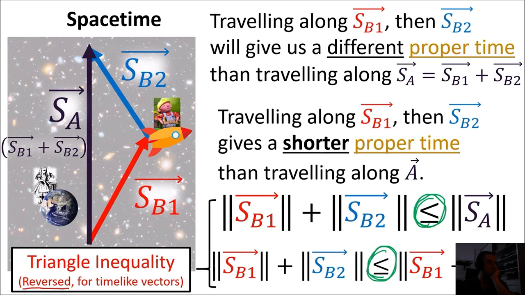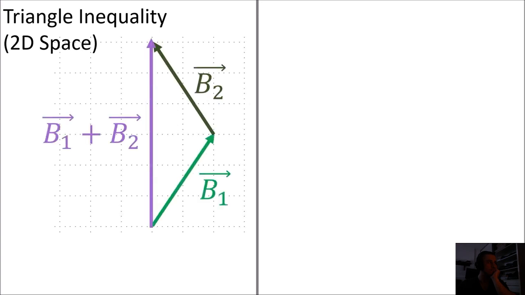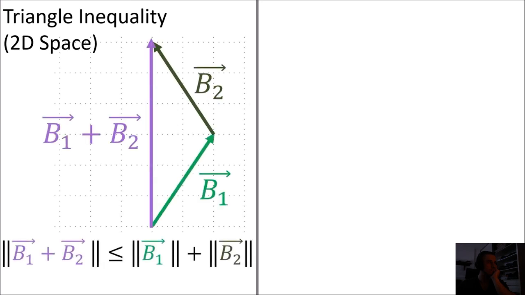This inequality only applies for time-like vectors, which are vectors that are more vertical than the world lines of light beams in a spacetime diagram. So in physical space, the triangle inequality tells us that when we have 2 vectors, b1 and b2, and add them together to give a third vector, a equals b1 plus b2, then the sums of the lengths of b1 and b2 will always be equal to or greater than the length of a equals b1 plus b2. This basically means that a straight line is always the shortest distance between 2 points. Any zigzagging we do will make the path longer.